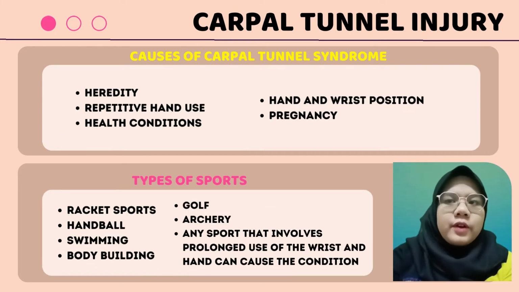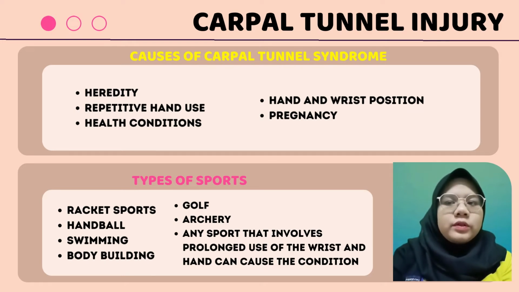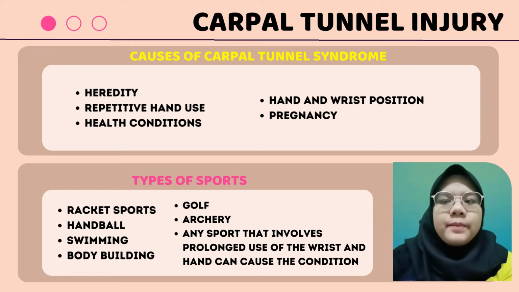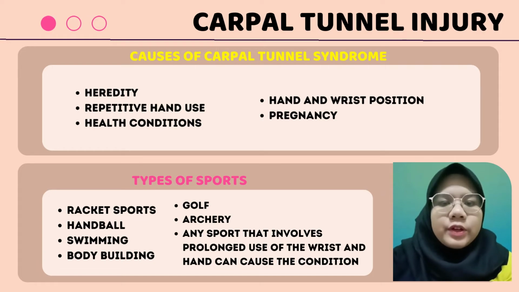Next are the causes of carpal tunnel syndrome. Most cases are caused by a combination of factors, such as heredity. This is likely an important factor, where the carpal tunnel may be naturally smaller in some people, or there may be anatomic differences that change the amount of space for the nerve. For example, these traits can run in families. Next is repetitive hand use. Repeating the same hand and wrist motions or activities over a prolonged period of time may aggravate the tendons in the wrist, causing swelling that puts pressure on the nerve.